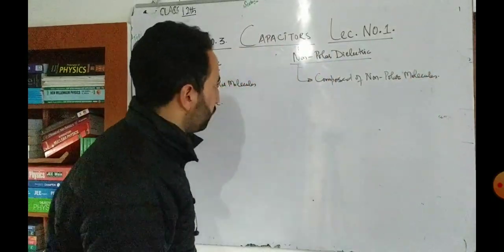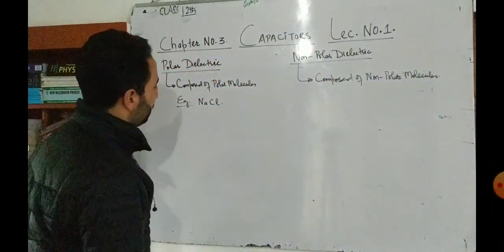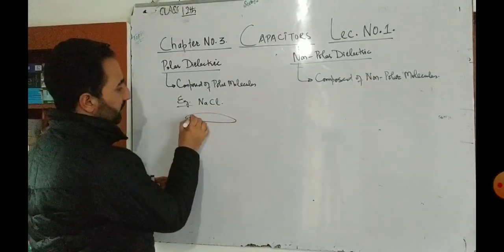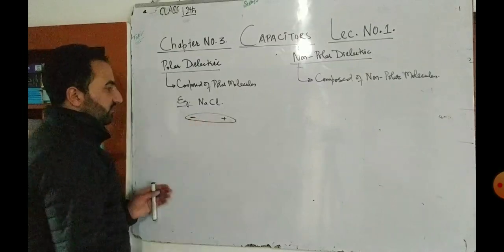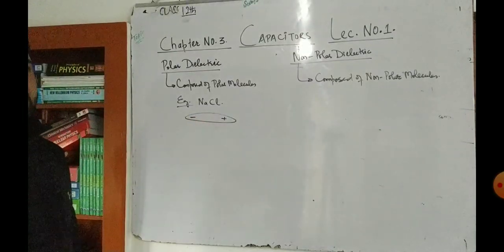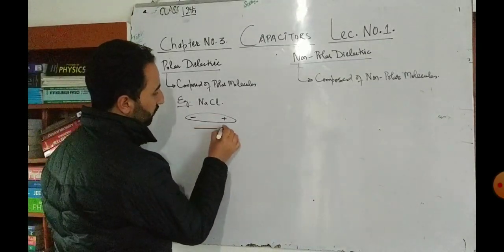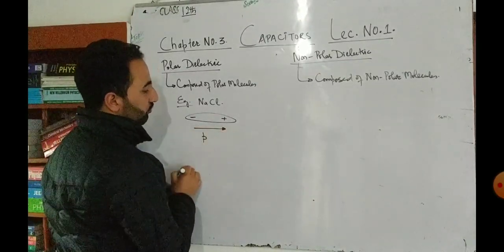Composed of non-polar molecules, okay? And the simplest structure is like this. For example, here we have a polar molecule, simply represented like this, so that this is a negative charge center and this is a positive charge center, and the two charge centers are separated from each other. Hence there is a dipole moment, which is directed from negative to positive like this. This is the dipole moment.